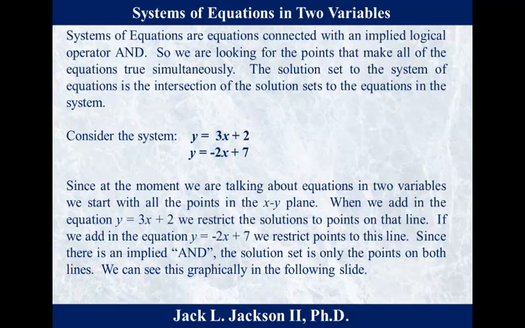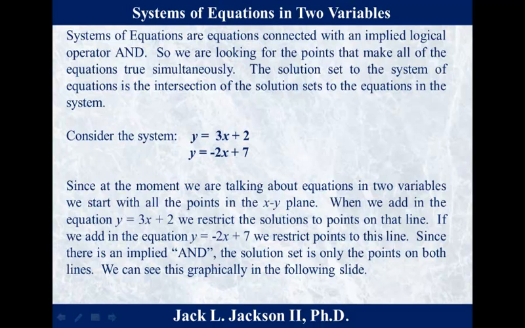First, we erase the things that are not on the line y equals 3x plus 2. Then second, we erase things that are not on the line y equals negative 2x plus 7. What we're left with is only things that are on both lines. Or we can think of it the other way: graphing both of these and seeing where they overlap. So each of these adds a restriction.